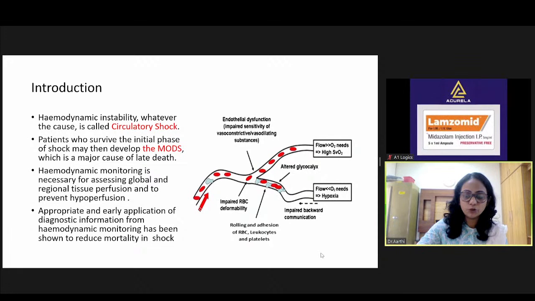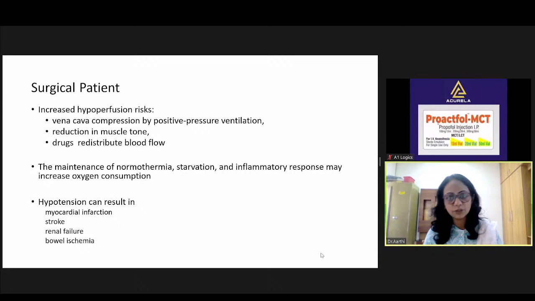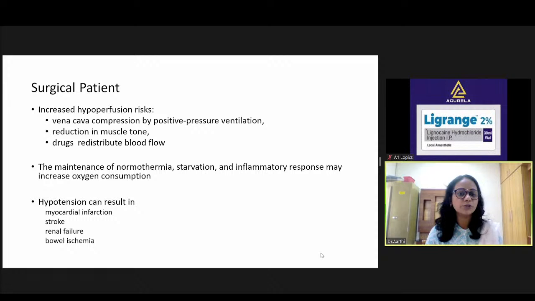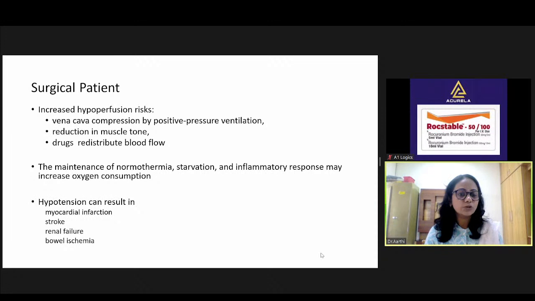Appropriate and early application of diagnostic information from hemodynamic monitoring has been shown to reduce mortality with respect to shock. Coming to a specific emphasis on surgical patients, we talk about a lot of hemodynamic monitoring in critical care patients, where we know that the patients are critically ill with multiple reasons for their circulatory dysfunction and extensive comorbidities. Surgical patients are high risk for hemodynamic instability because of increased risk of hypoperfusion, secondary to vena cava compression due to positive pressure ventilation and reduction in muscle tone causing redistribution of blood flow, secondary to drugs used during anesthesia, and also the compensatory mechanism to maintain normothermia, to compensate for starvation, and secondary to inflammatory response causing increase in oxygen consumption at the outset of decrease in deliveries. So these situations put the patient in a very high-risk position, leading on to circulatory disturbance.